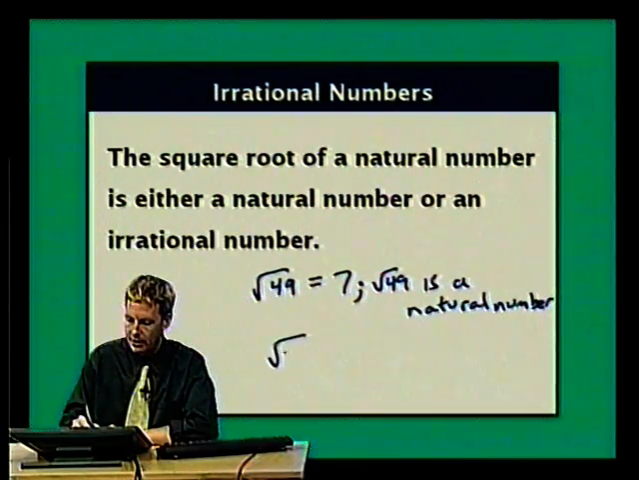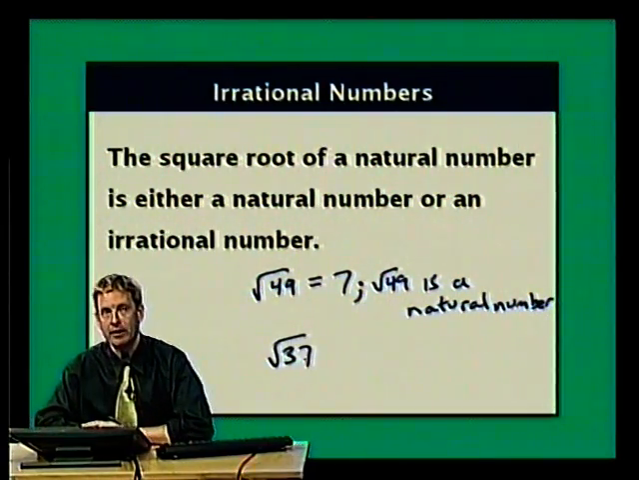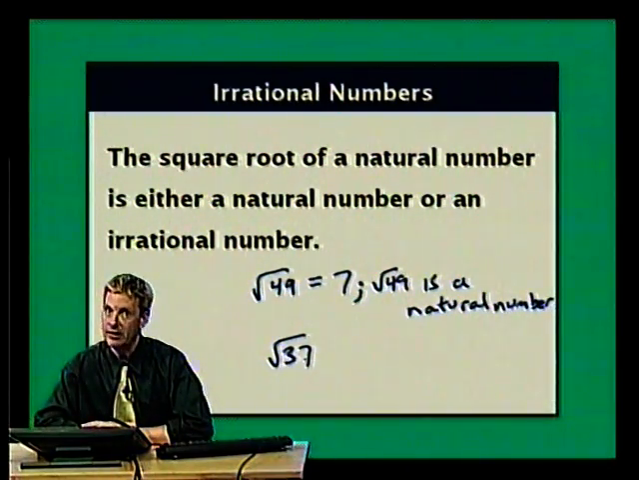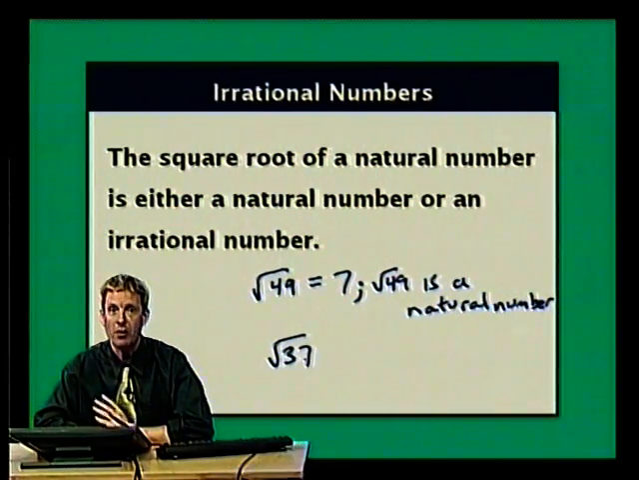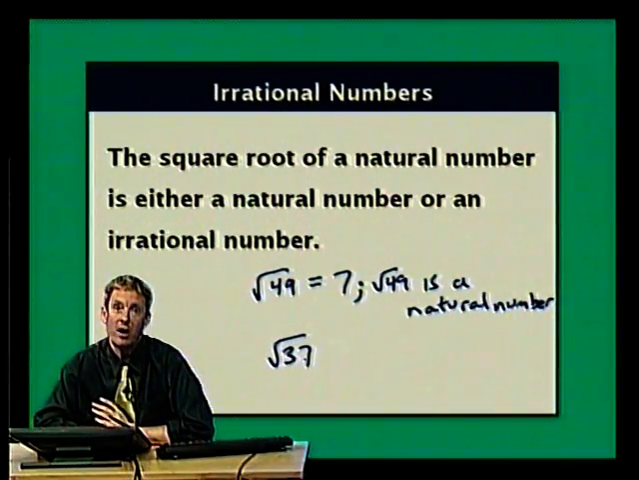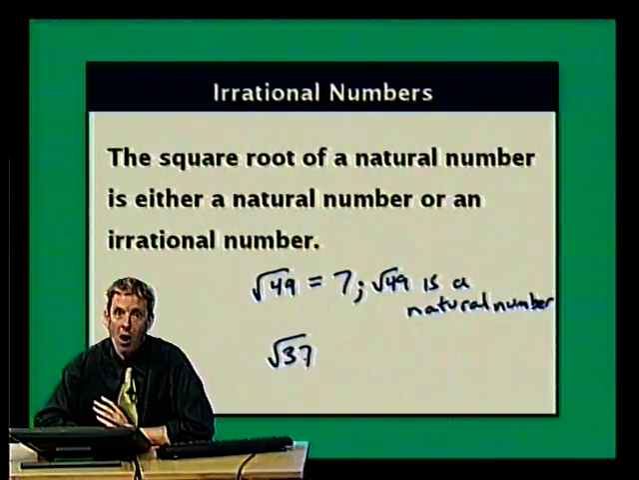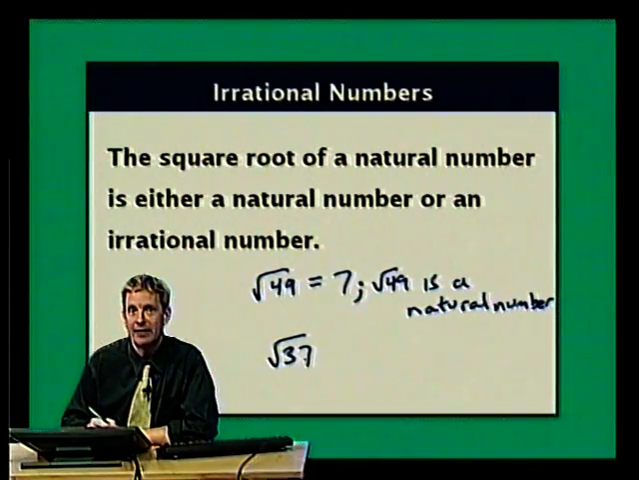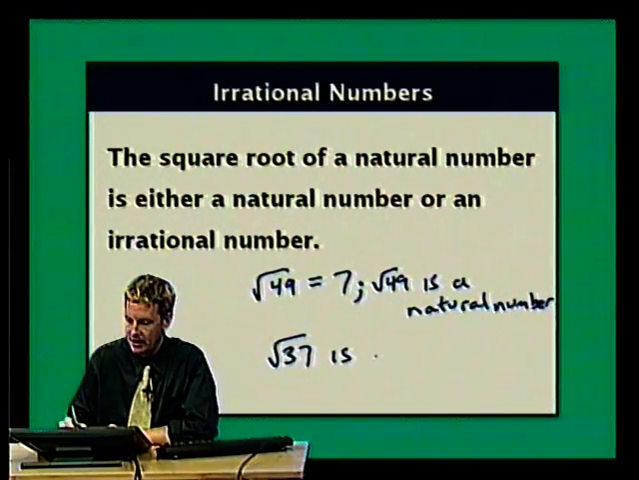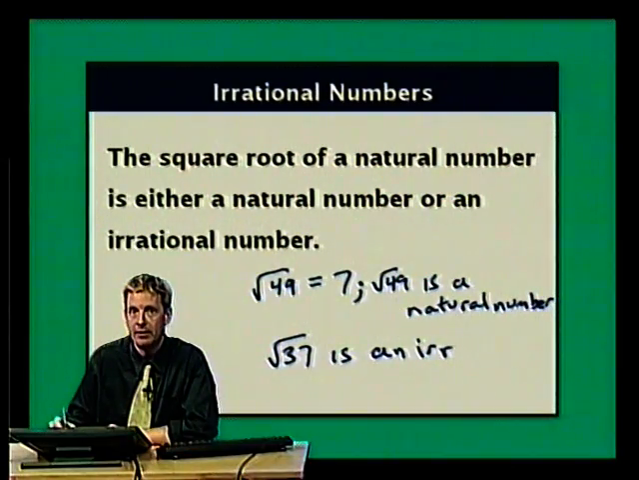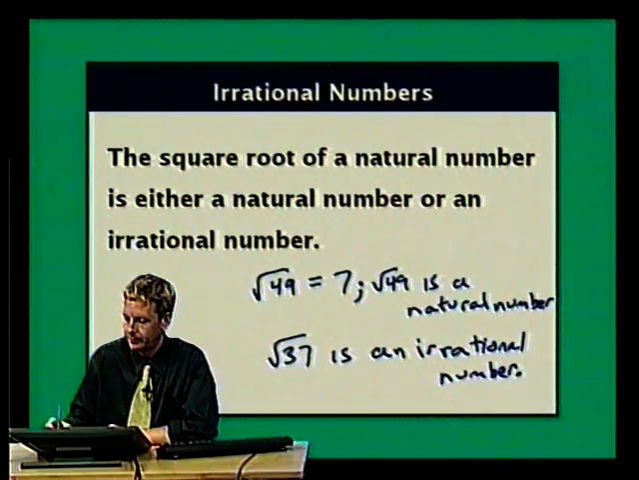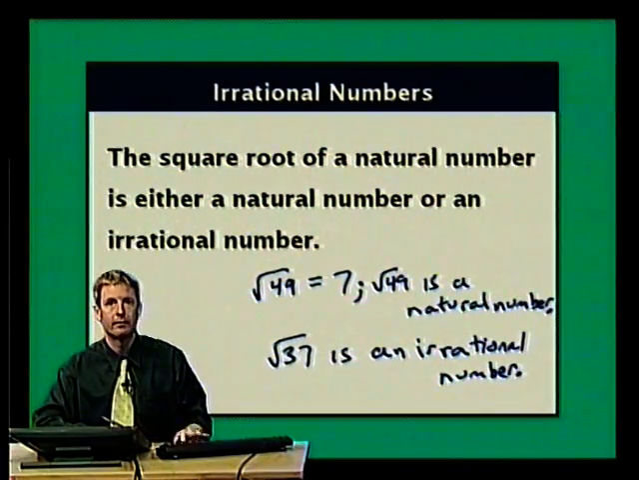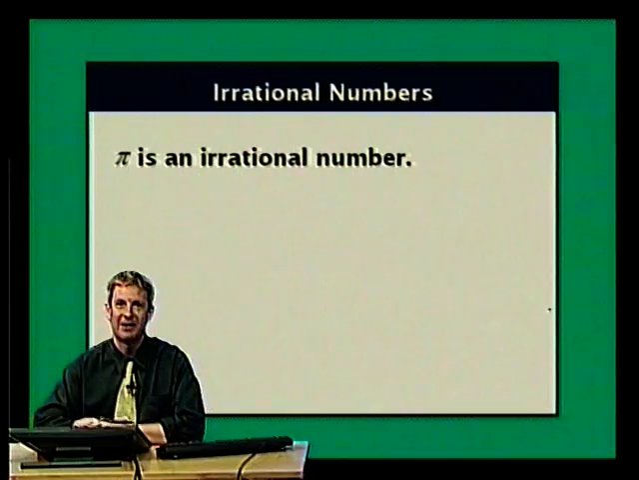On the other hand, if we consider the square root of 37, let's see, 6 squared is 36, and 7 squared is 49, so whatever number you square that gives you 37, it's somewhere between 6 and 7. And there are no natural numbers between 6 and 7. So the only other option is that the square root of 37 is an irrational number. Pi is an irrational number.